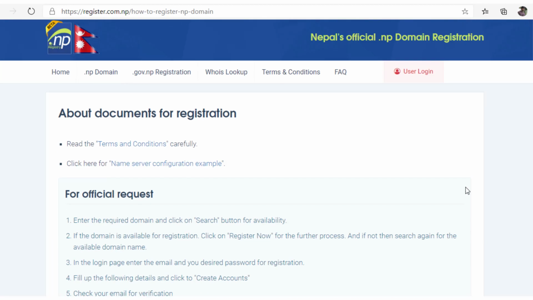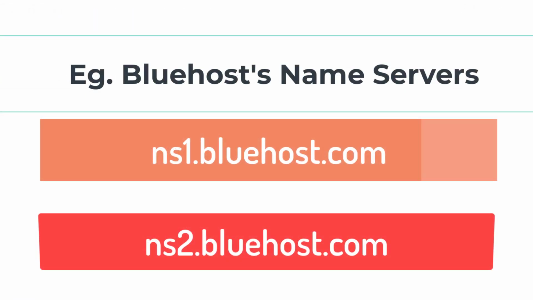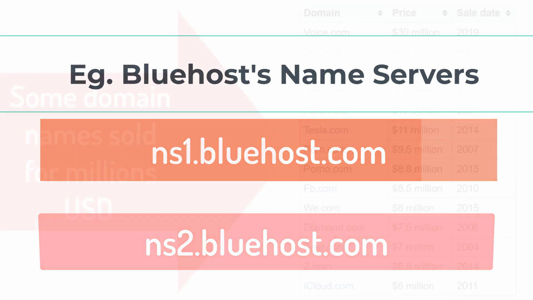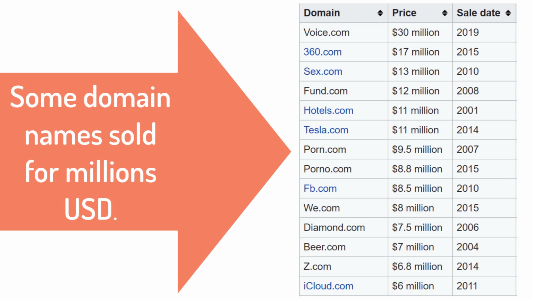To register the domain, you need to mention at least 2 name server addresses, mostly known as NS1 and NS2. A lot of marketable and generic domain names have already been registered. They are valued in the millions and are also called high value domains.